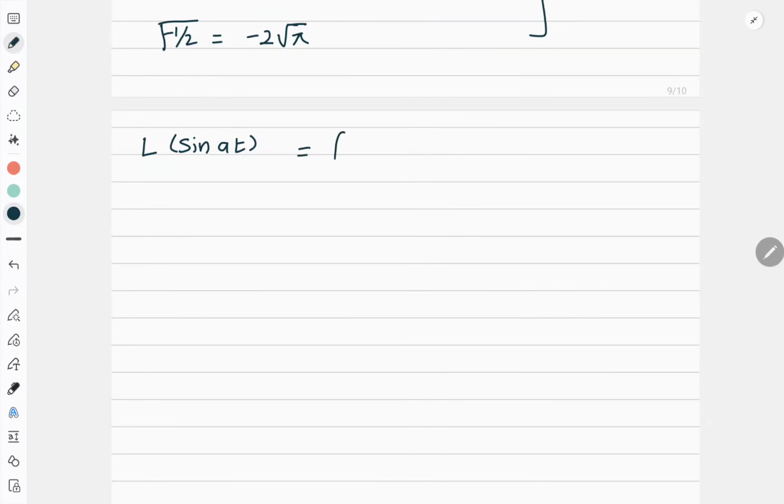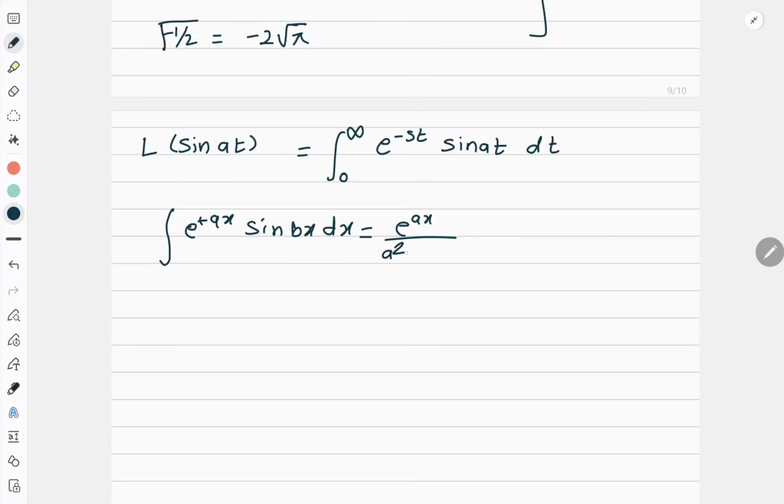See, as per definition, this will be the integral from 0 to infinity of e to the power minus st sin at dt. Correct? Now, this integral I can solve directly by a formula. What is the formula? Integration of e to the power ax sin bx dx is equal to e to the power ax upon a square plus b square, times a sin bx minus b cos bx. This formula you studied in grade 12th. So now I will be using this formula.